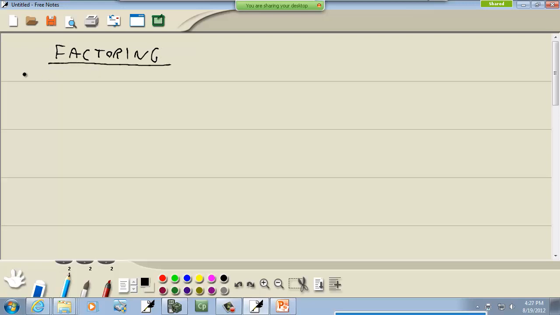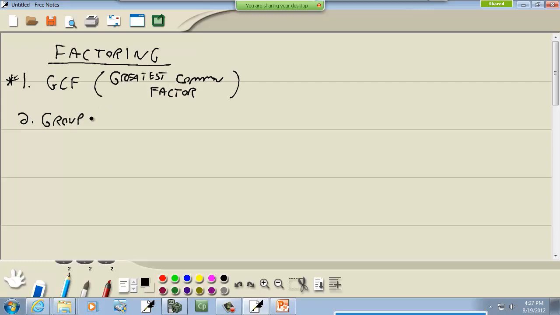We have our first method. I'll put a little asterisk by this because we should always try to do it. It's GCF, and that stands for greatest common factor. So greatest common factor. Our second method is grouping, and we use this when you have 4 or more terms.